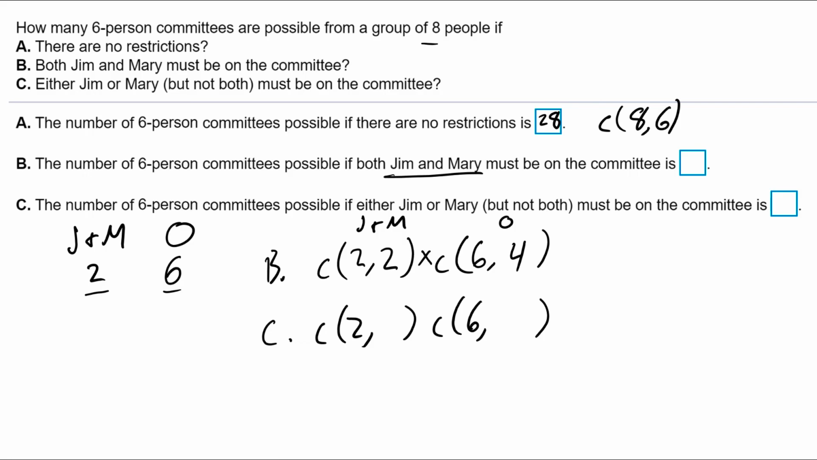So part B, combination 2-2 is 1, times combination 6-4, which is 15. So 1 times 15 gives us 15. So 15 different committees that contain both Jim and Mary.